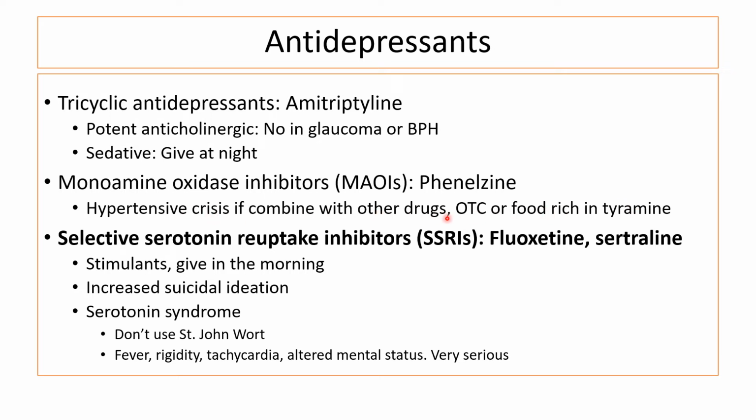So you need to teach the client to avoid these kinds of over-the-counters and food rich in tyramine to prevent an undesired hypertensive crisis. Of the SSRIs, the prototype fluoxetine, sertraline, paroxetine, and citalopram are the most commonly prescribed. You need to know all of them because any one can be prescribed.